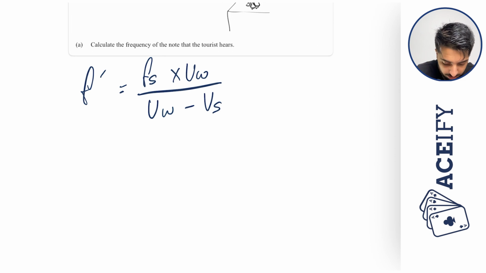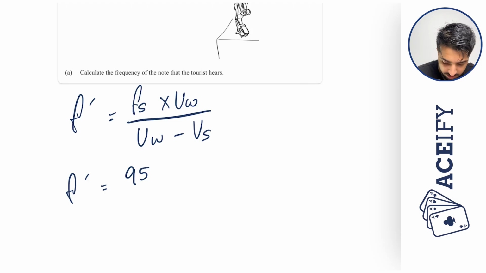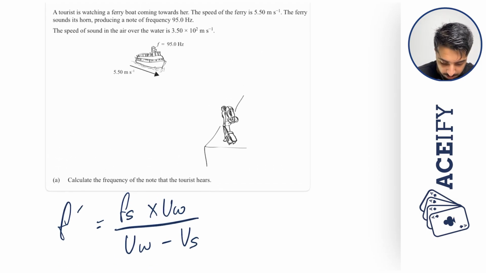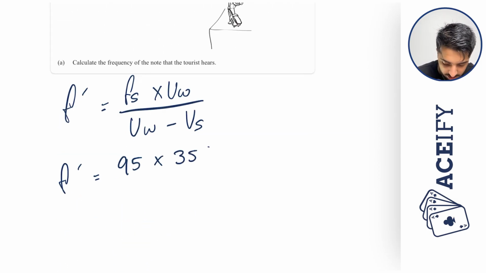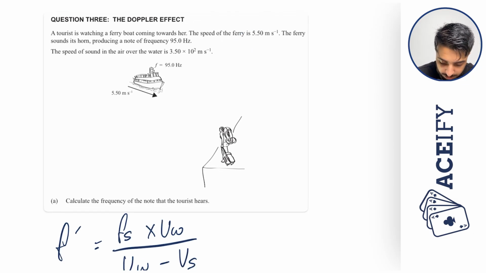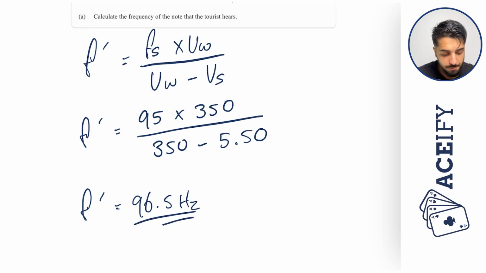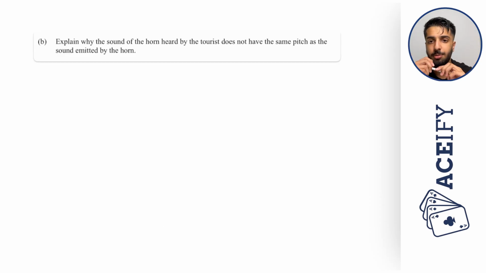Okay, so now we can plug in our numbers. f prime is equal to the frequency of the source, which is 95 hertz, times the velocity of the wave, which is 350, all over 350 minus the speed of the ferry, which is 5.5 meters per second. And that gives us an observed frequency of 96.5 hertz. There we go.